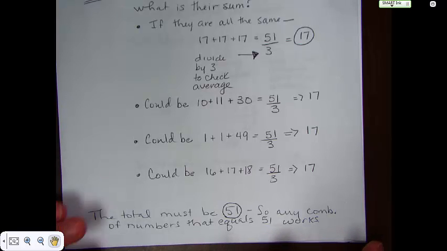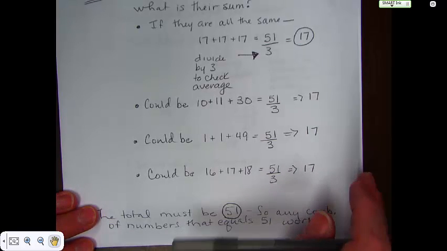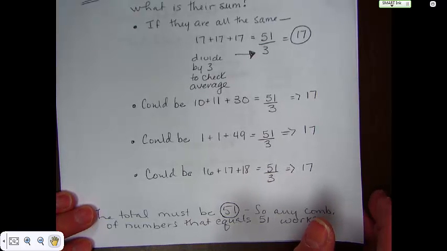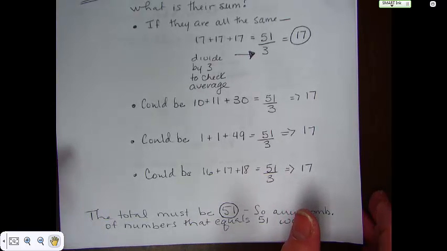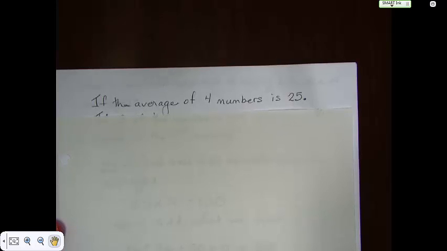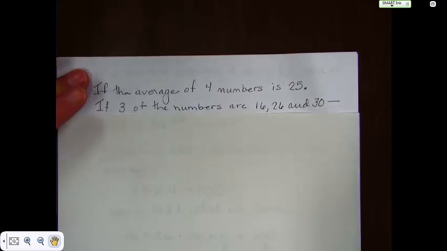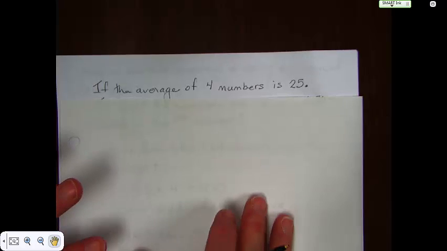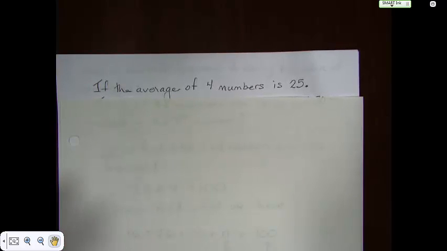All we had to do was take the average and multiply it by the number of numbers that we're supposed to have, for instance 3, and we knew what the number was right away. So that's pretty easy. Okay, so let's do it with 4 numbers. If the average of 4 numbers is 25, if we use the very same method that we just did, we could say, well, if the average of 4 numbers is 25, we can just take 4 times 25, and that's 100.